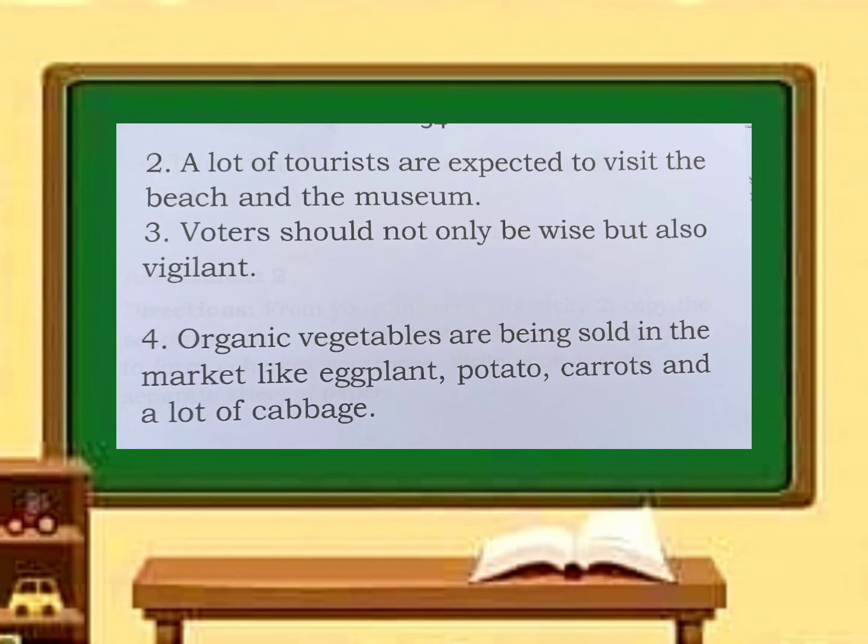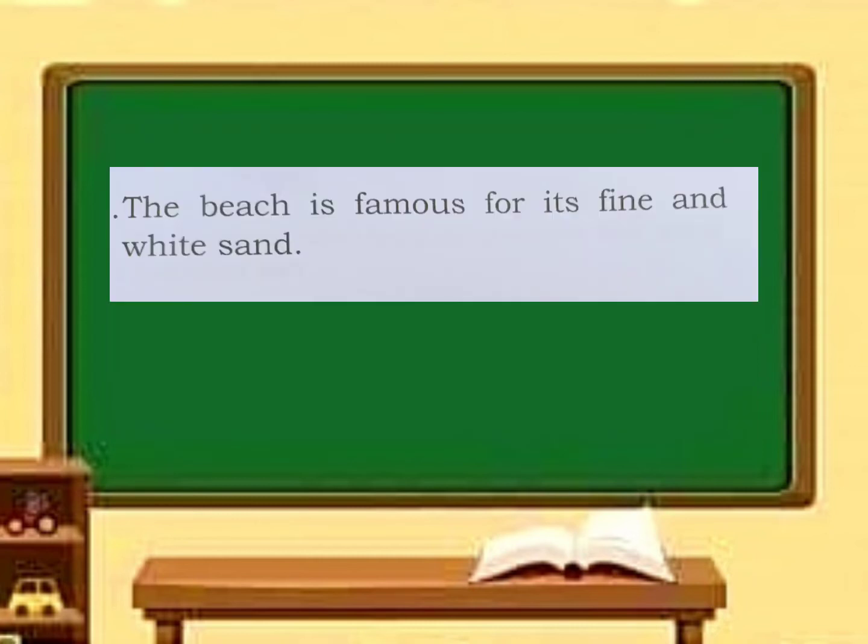Number 2. A lot of tourists are expected to visit the beach and the museum. Number 3. Voters should not only be wise but also vigilant. Number 4. Organic vegetables are being sold in the market like eggplant, potato, carrots, and a lot of cabbage. Number 5. The beach is famous for its fine and white sand.